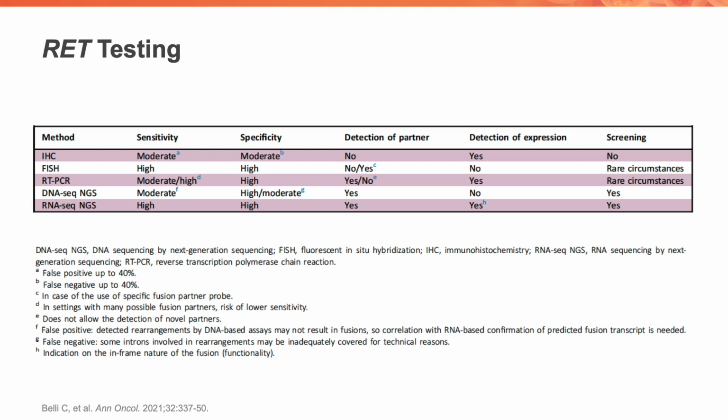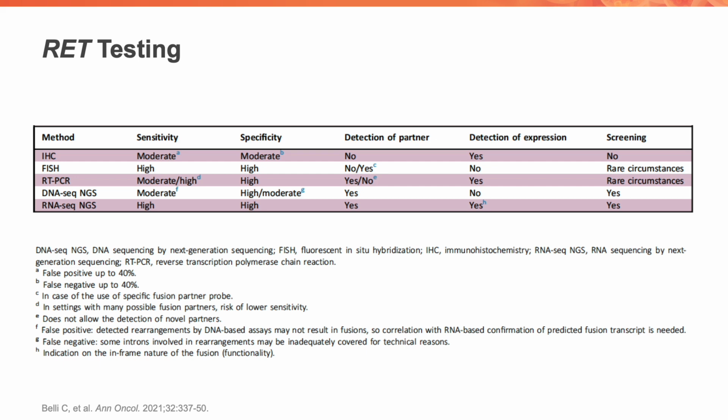Nonetheless, there are also disadvantages. I mentioned the requirement for technical expertise. It's not multiplexed. It really can't tell whether a particular fusion is functional or not, nor can it detect the type of fusion partner. And so this should really only be used in rare circumstances, most notably in situations where tissue is very, very limited.